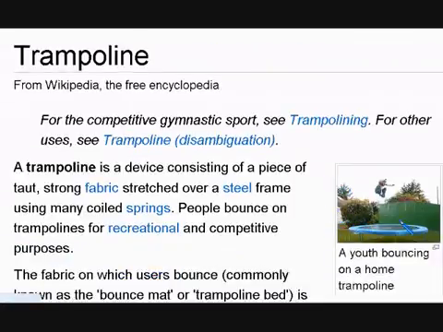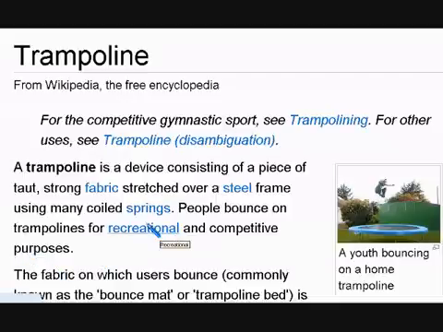here is your strong fabric, also known as taut, apparently. So here's your strong fabric with your steel frame. Here's a steel frame, and using many coiled springs. So here, there's little springs all along the outside of the trampoline, and the people bounce off of the trampoline. So people bounce on the trampoline, or you can say bounce off the trampoline, because you're going on and then off. So you could say people bounce on or off trampolines for recreational and competitive purposes.